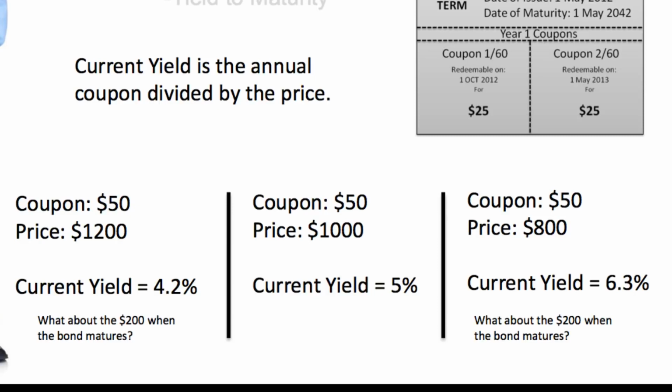Now, the problem with the current yield, which you're going to find out later, is that it doesn't account for the amount of money that you lose or gain whenever the bond matures.